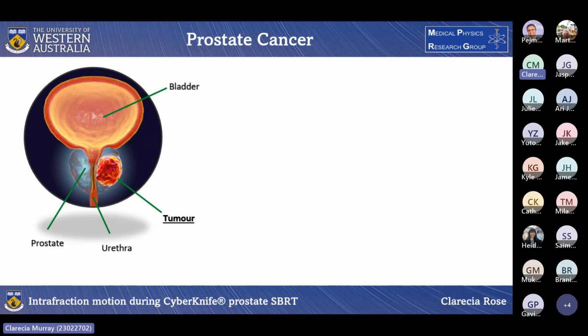The prostate is a small walnut-sized gland found only in men. Prostate cancer happens when abnormal cells in the prostate grow uncontrollably and form a malignant tumour.